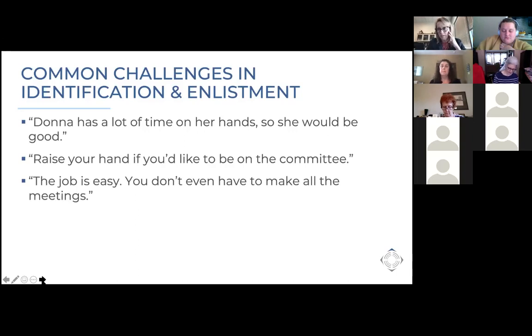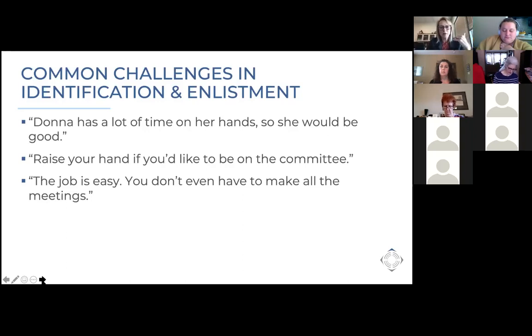The third one is this, and this is where enlistment becomes important. This is easy. You really don't even have to come to all the meetings, right? So I'd like to believe this never happens. This happens a lot, especially in peer-to-peer enlistment, meaning board member to board member.